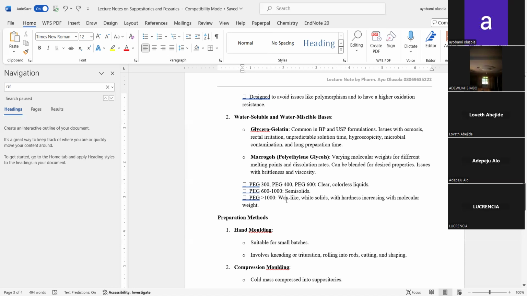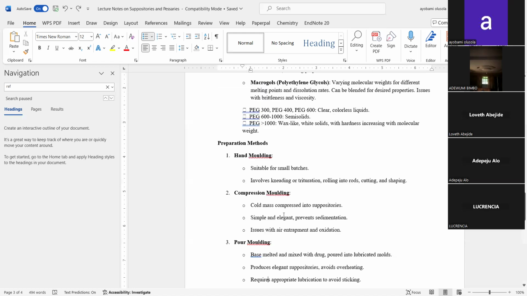So a quick recap, we have fat base for suppository. Example one is cocoa butter. Example two, the synthetic fats, like Witepsol. Then we have water soluble bases. The examples are glycerogelatin and polyethylene glycols, otherwise known as macrogols. That's all you need to know. Forget all the other details. You just need to know the very important things, and that's why I've summarized all these notes.